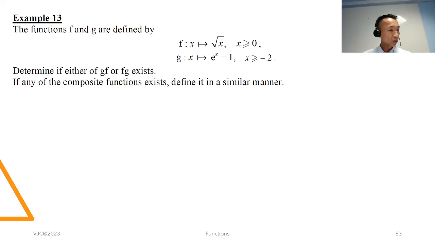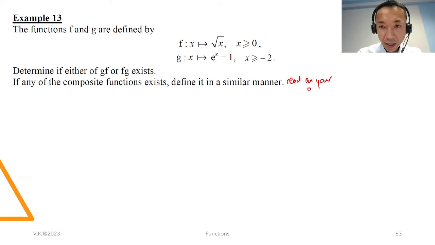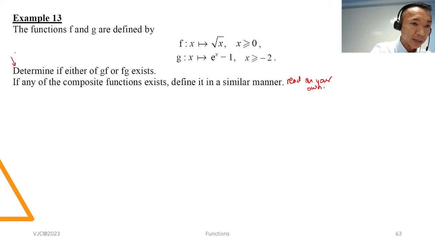I want to talk about example 13, right? Determine if fg or gf exists. If so, define. Actually, this one I'm going to leave you to read on your own. I just want to focus on this one. Determine whether gf or fg exists.